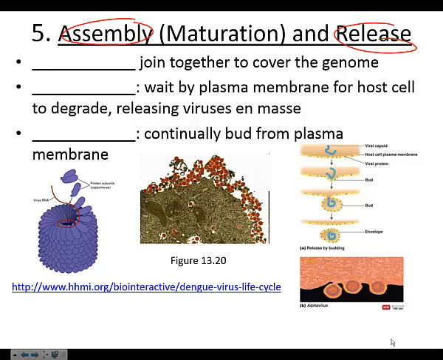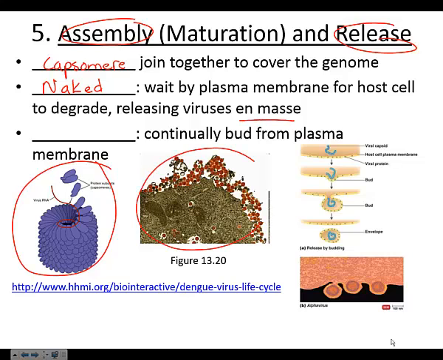In this stage, the individual capsomere proteins come together to cover the genetic information. The release of viruses from the infected cell is accomplished through one of two mechanisms, depending on whether the virus is naked or enveloped. Naked viruses wait by the plasma membrane of the host cell and are released as a group, or en masse, as the cell dies.